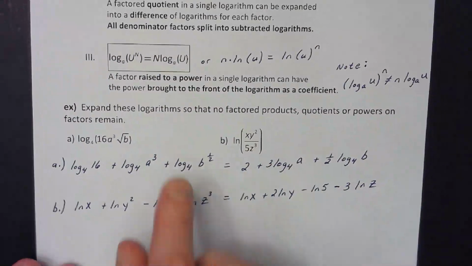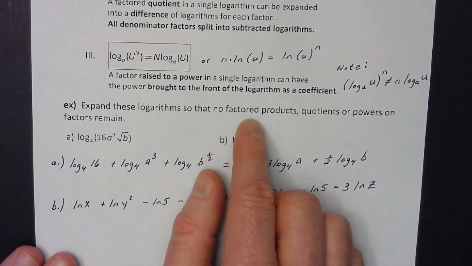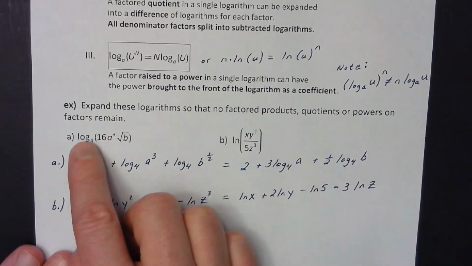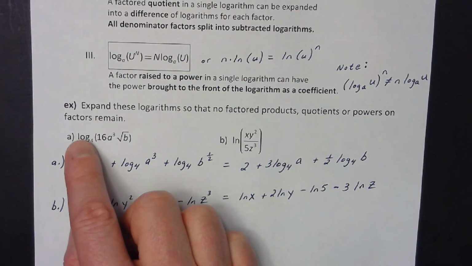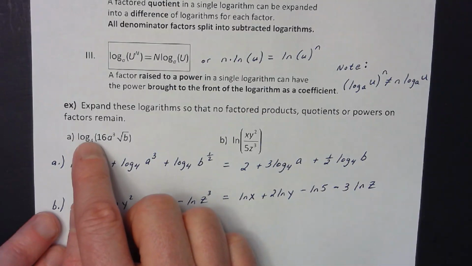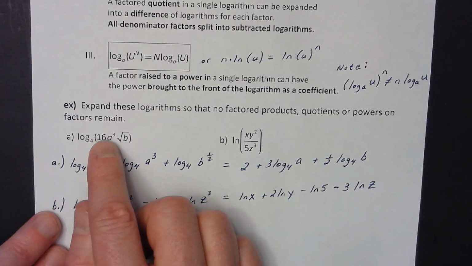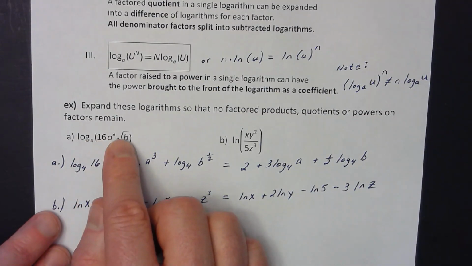So we're asked to expand so that you have no factored products, quotients, or powers on their factors remain. Okay, so we have the log base 4 of 16 a cubed on the square root of b.